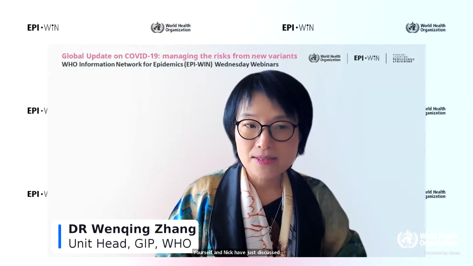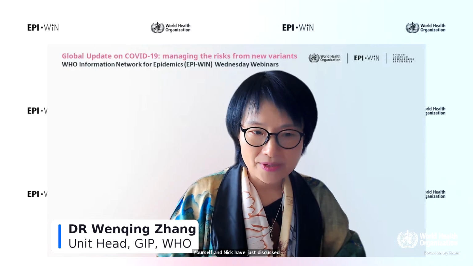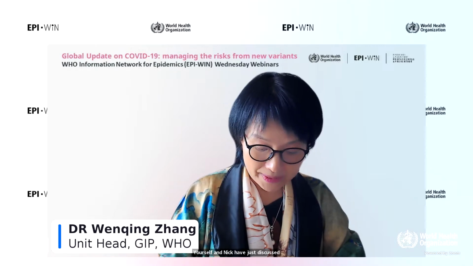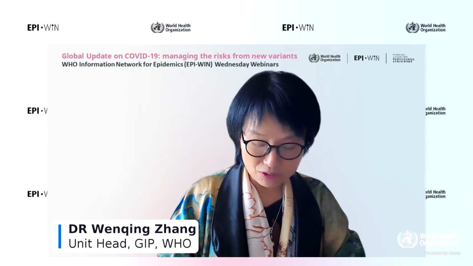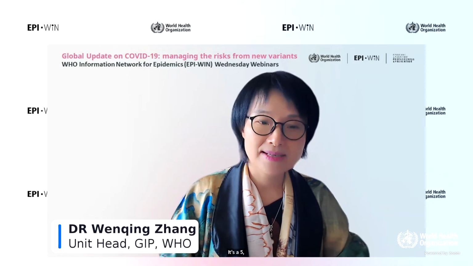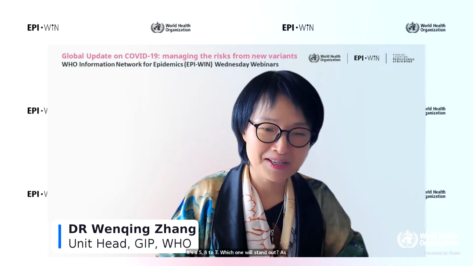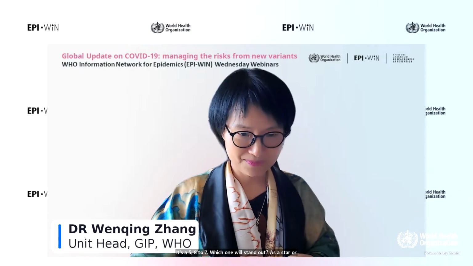Okay, so with this, we can move to the zoonotic questions. Actually, there are also quite a couple. Basically, it's a $1 million question. Again, Richard, H5, H7, which one will stand out as the star or as the pandemic strain next time? What do you think? Well, I hope the answer to that, Wenqing, is none of them, but we will see.